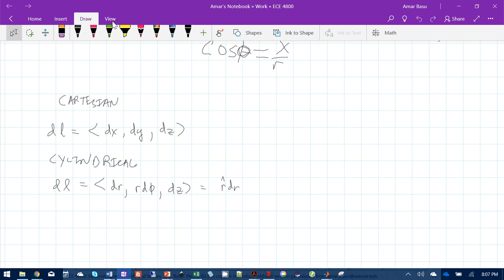Yeah, so let's say I was just asking you to calculate a line integral along the vertical. Well, the equation for the line is y equals x squared. So what is our dl going to be equal to? dl is equal to dx, dy.